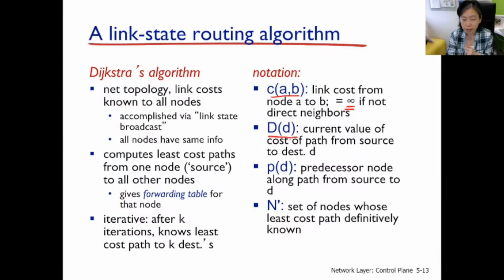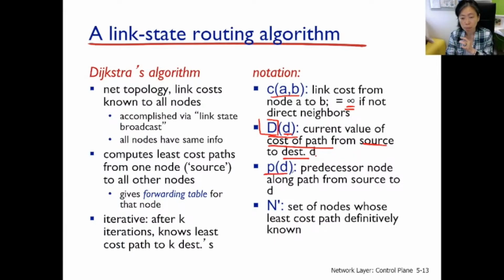Second notation is this, D(d). Small d here indicates a particular destination, and D(d) is the cost of the path currently from this router doing the computation to this destination. Capital D here stands for distance. This is also saying what is the current distance to a particular destination d for the router doing the computation.